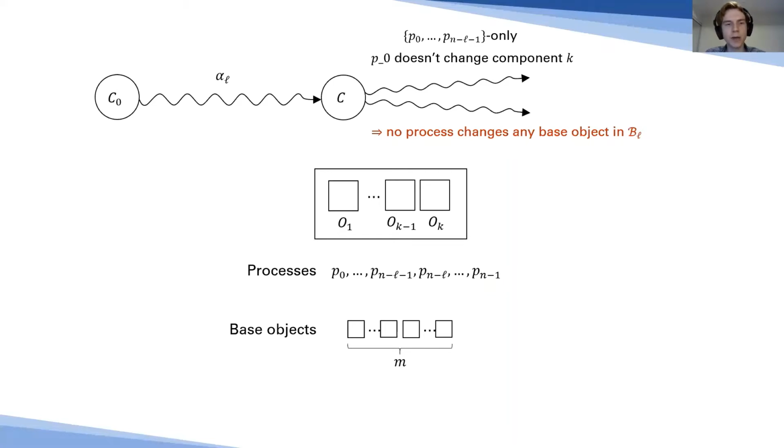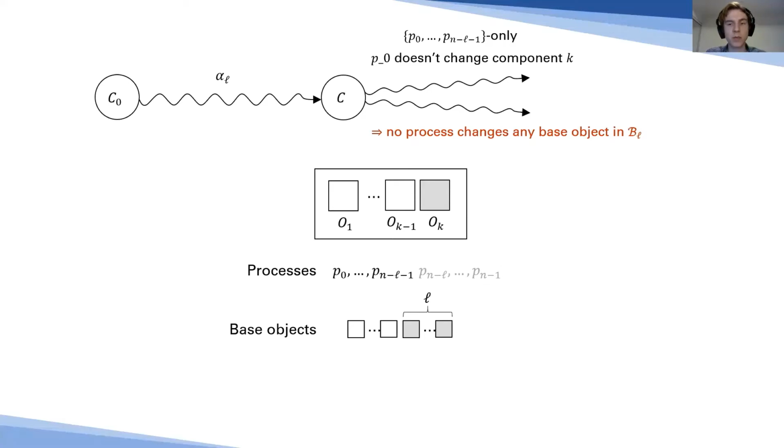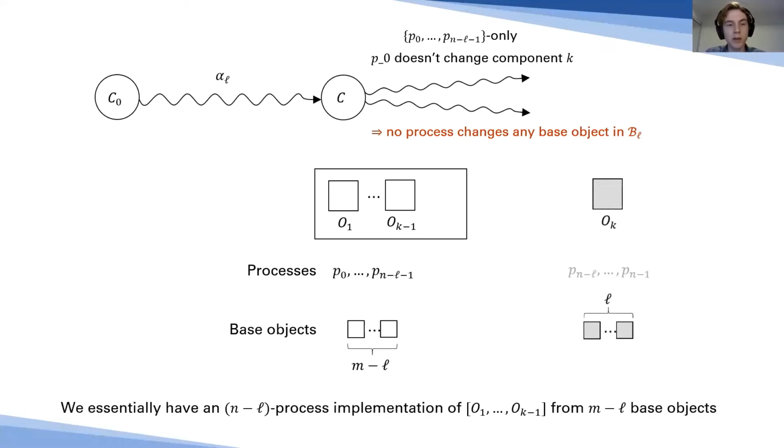So when I found this configuration C, what exactly does this mean? It means that as long as the updater P0 doesn't touch the kth component, and as long as these processes don't take any more steps, then these L base objects stop changing. So effectively, I can remove the kth component, these last L scanners, and these L shaded base objects, and I'm still left with a correct implementation.